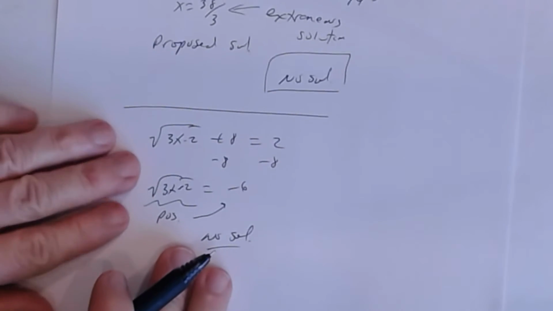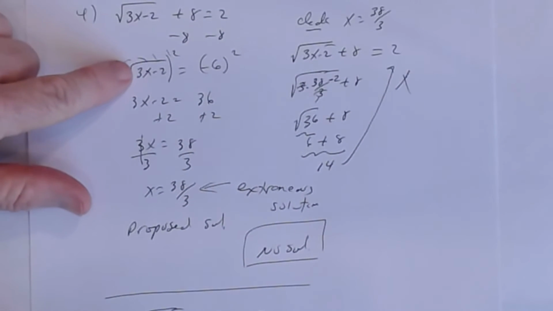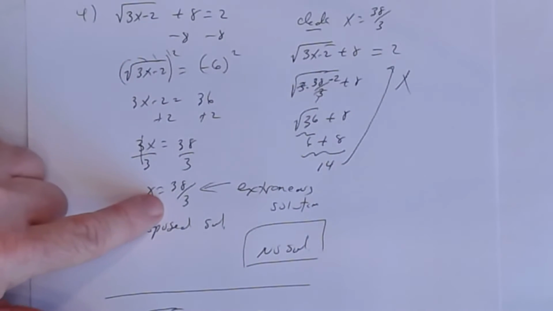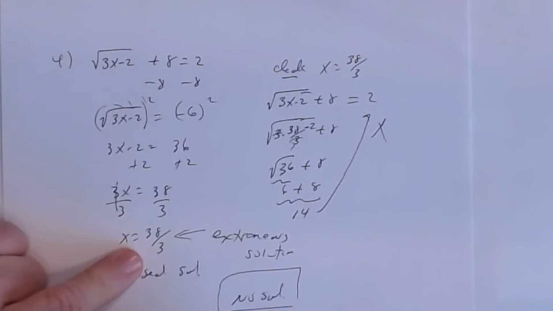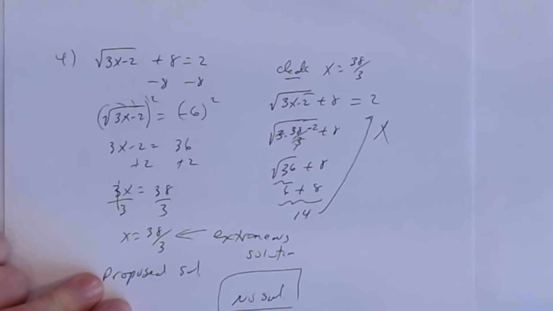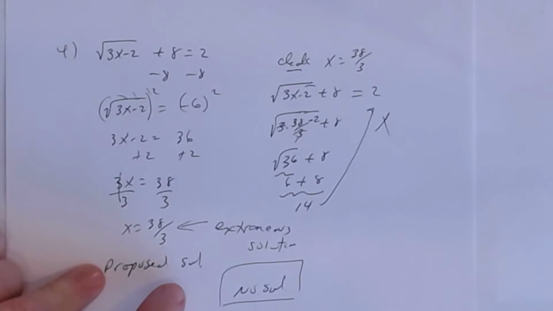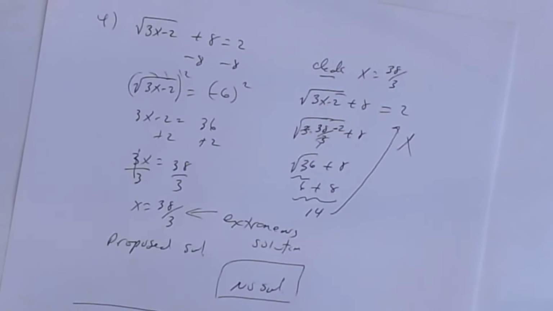But many students don't think of it like that. They just go through the process. So you square both sides, you get x by itself. Since I raised both sides to an even power, you have to check, and notice that this proposed solution is actually an extraneous solution. And so therefore you say no solution. All right? Okay, that was number 4.